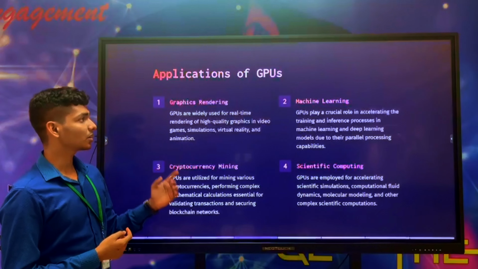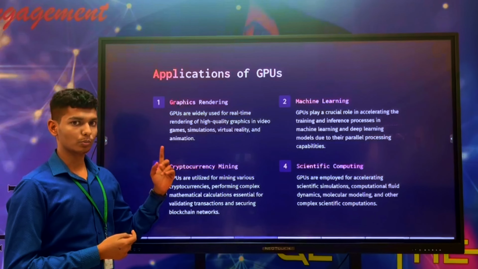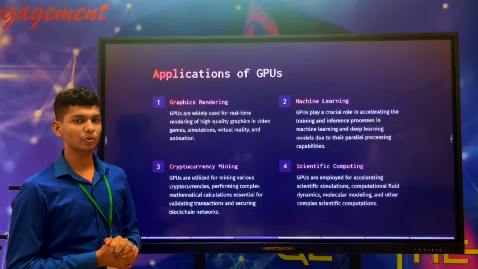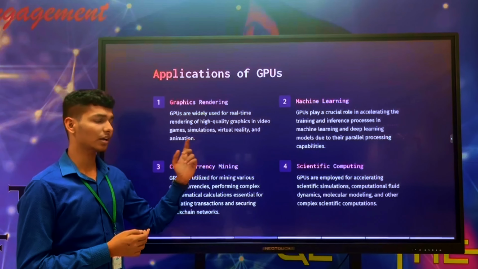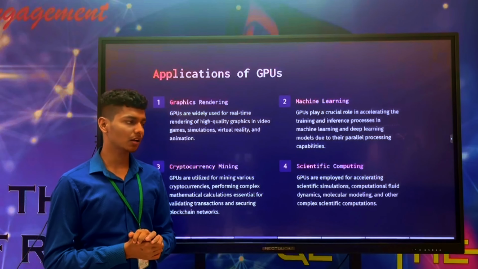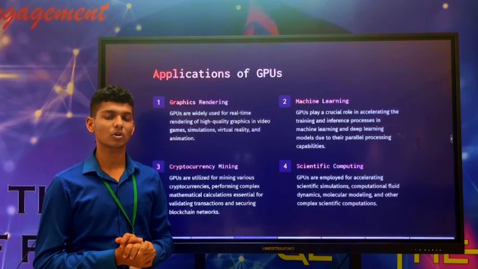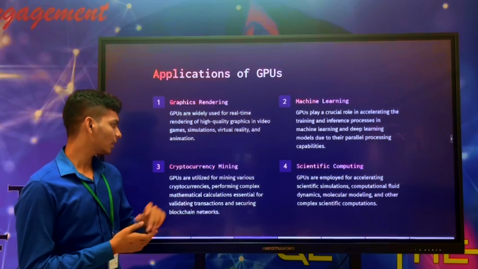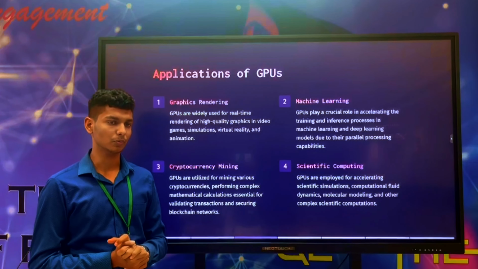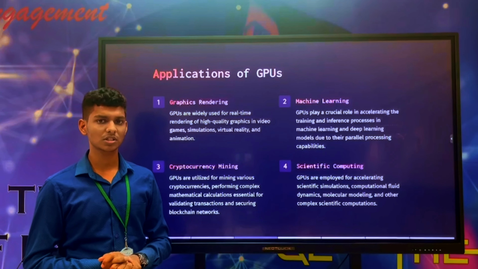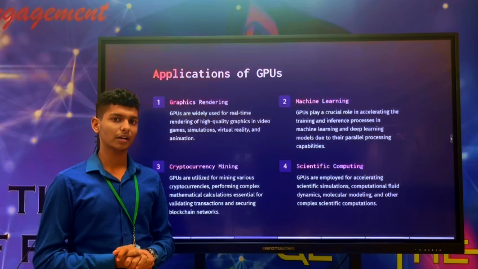Speaking about the applications of GPUs, we have four main applications. First and foremost, it is graphics rendering. A GPU is used to smoothly render your graphics for games, simulations, virtual reality and animation. Second, it is machine learning. In machine learning, a GPU is used to accelerate the process of deep learning. And finally, cryptocurrency and scientific computing are small but very important tasks of a GPU. In cryptocurrency mining, if you use a GPU, it will help boost the mining process to find crypto tokens.